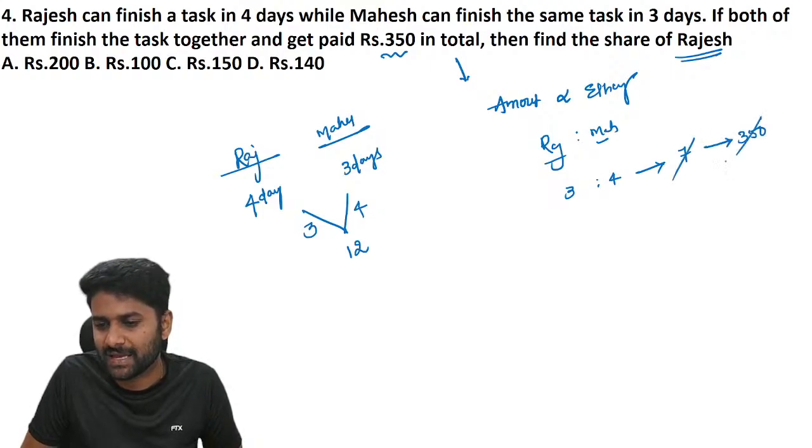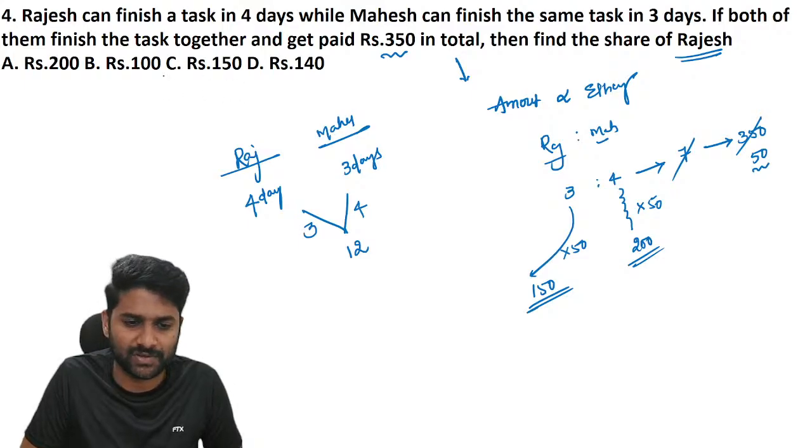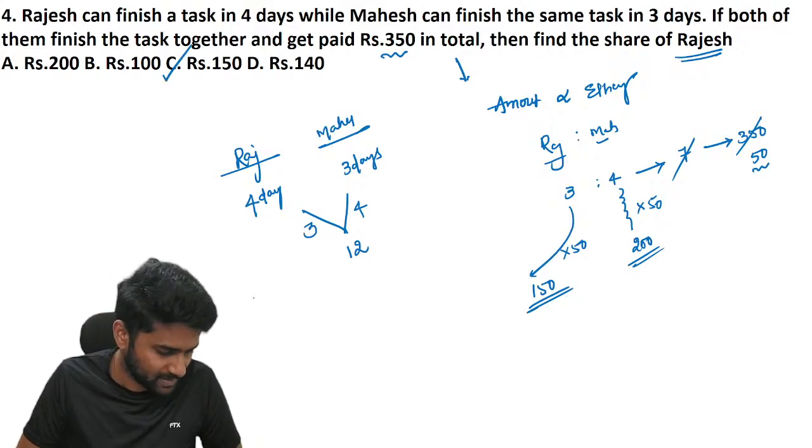Now compare this calculation. Each unit is 50 rupees. Now the share of Mahesh is 4 into 50, which is 200. Rajesh's share is 3 into 50, which is 150 rupees. So the answer is 150.